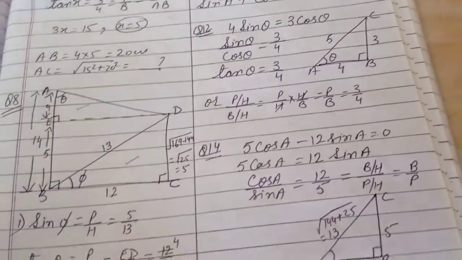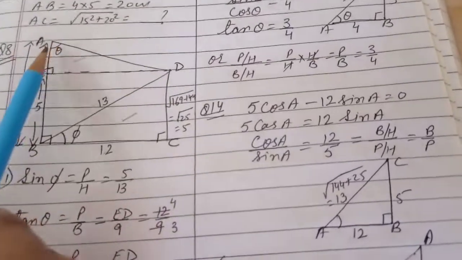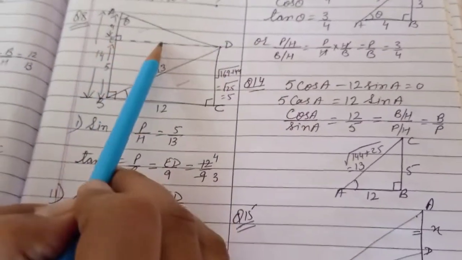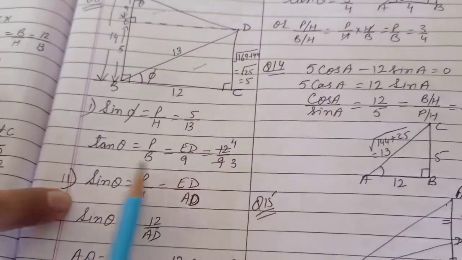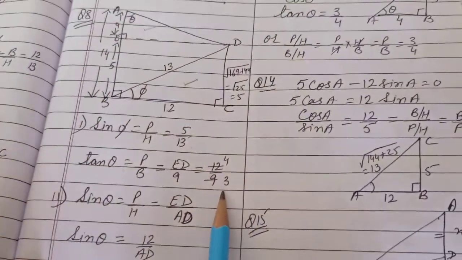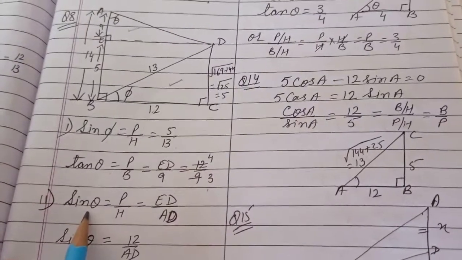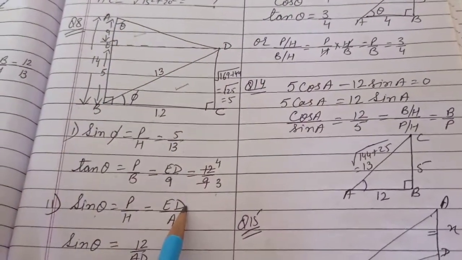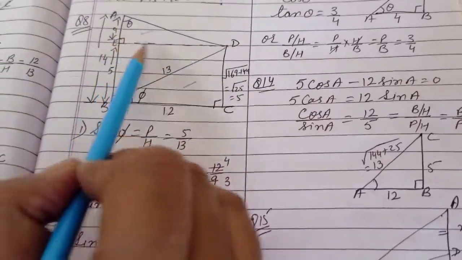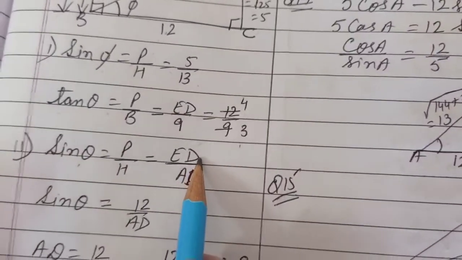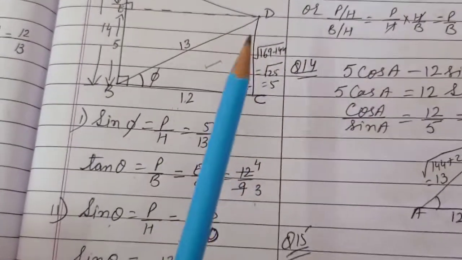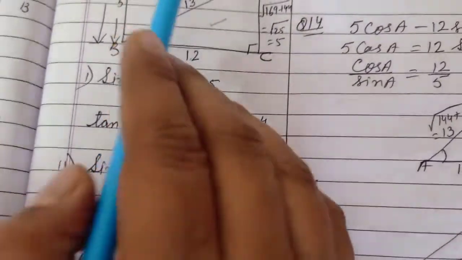Tan theta, theta is mentioned here. Use this triangle. Tan is equal to P over B. As two angles are mentioned here, this will be the perpendicular. ED is equal to 12 and base is 9. 12 by 9, solve this. Then sine theta, again use this triangle, P over H. Perpendicular is ED and AD is the hypotenuse, that you can solve. Clear? No need to solve this.